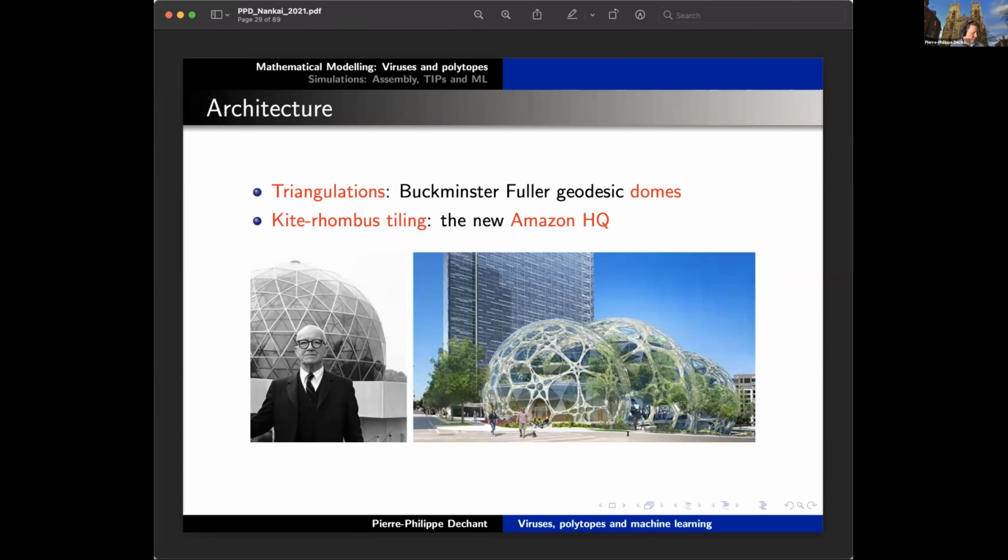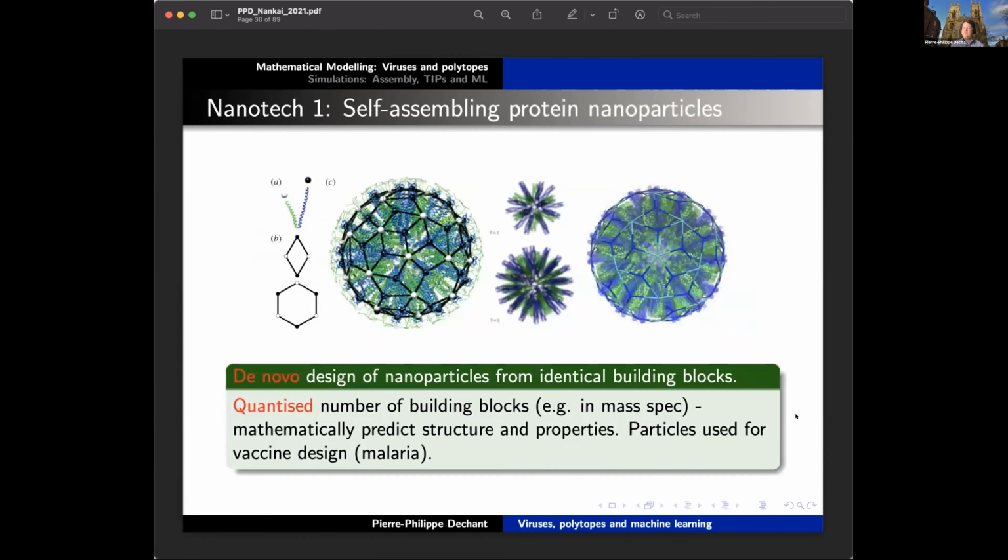So a lot of you will be familiar with geodesic domes in architecture, which are essentially these triangulations in architecture. But you could also use these other design principles with, say, kites and rhombuses. And there's a design concept for the Amazon headquarters in Seattle, which is more like a kite rhombus tiling. You can also use these insights into how viruses assemble to construct sort of nanoparticles from scratch, following similar design principles.